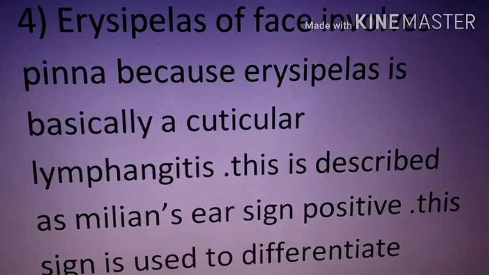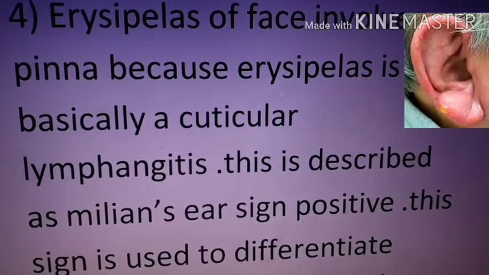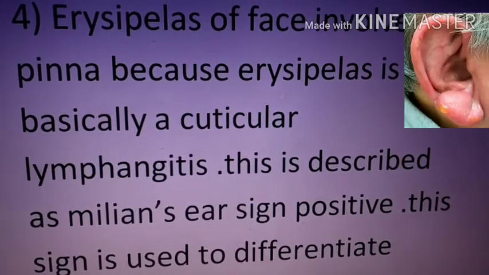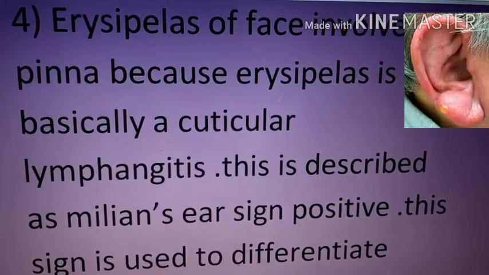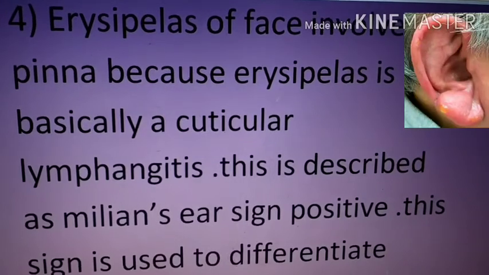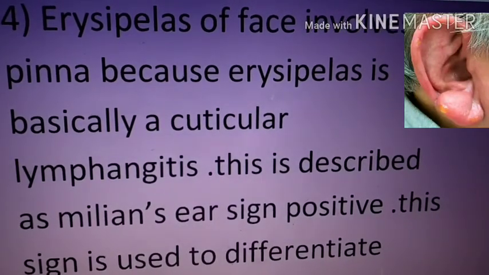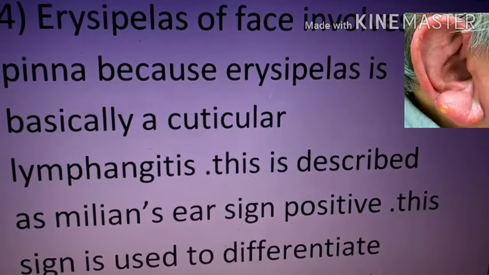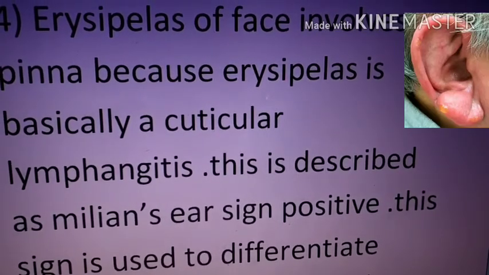The next difference is that erysipelas of the face involves the pinna, because erysipelas is basically a cuticular lymphangitis. This is described as Milian's ear sign positive. This sign is used to differentiate cellulitis of the face from facial erysipelas, because in cellulitis the pinna does not get involved because of the close adherence of the skin to the cartilage.